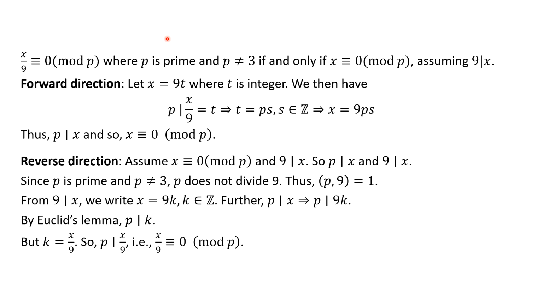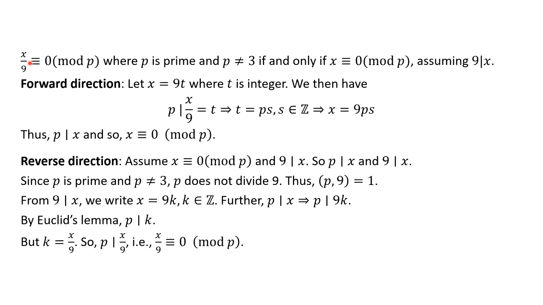In order to complete the proof from the previous slide, we need to show that x divided by 9 is congruent to 0 mod p if and only if x is congruent to 0 mod p. In other words, effectively multiplying both sides of this by 9. If you recall on the previous slide, x was 10 to the n minus 1, so we're proving something a little more general here. And also, we're assuming that x divided by 9 is an integer. So let's go in the forward direction. Let x equal 9t, where t is an integer, and that goes to this assumption here.